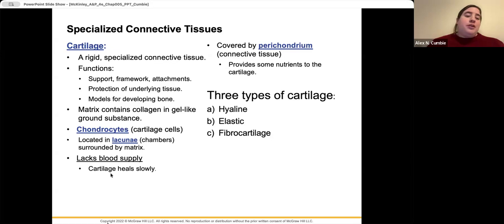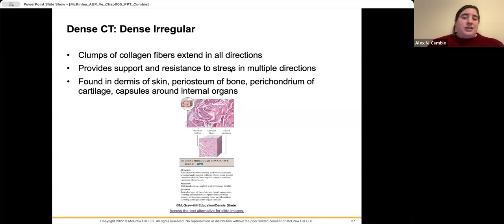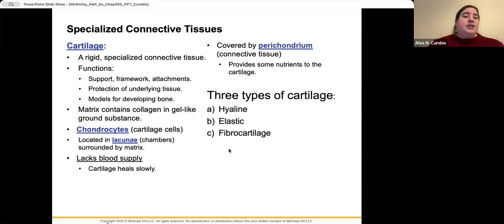If you have ever injured part of your cartilage, you already know that it doesn't have much of a blood supply, so it takes a very long time to heal. Because of the lack of blood supply, cartilage tissue is surrounded by a different type of connective tissue called the perichondrium, and it will provide some nutrients. We've seen this perichondrium before. Dense irregular tissue makes up the perichondrium, bringing blood vessels and nutrients to other tissues like cartilage itself so that those cells can survive.